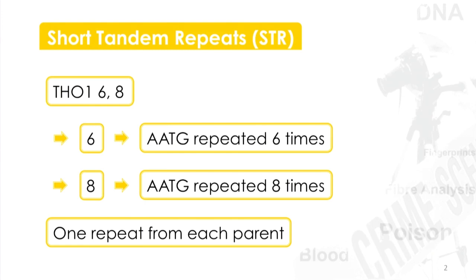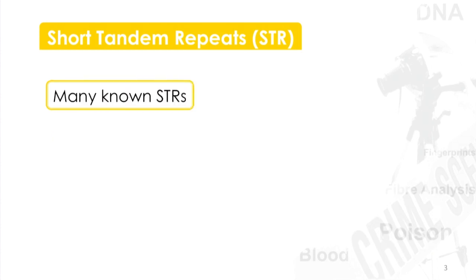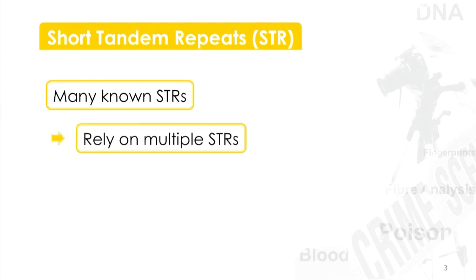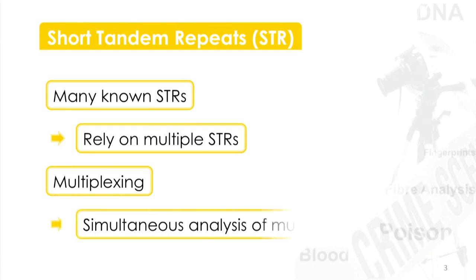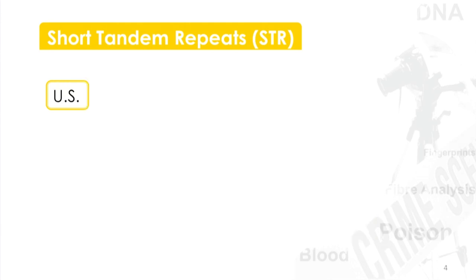Well, the good news is that there are many STRs that are known. So we don't just rely on a single STR, we rely on multiple STRs. And it's analyzed in a way that's called multiplexing, which allows the simultaneous analysis of multiple STRs. Different authorities have decided to use different numbers of STRs. The US National Database uses 13, the UK National Database uses 10.